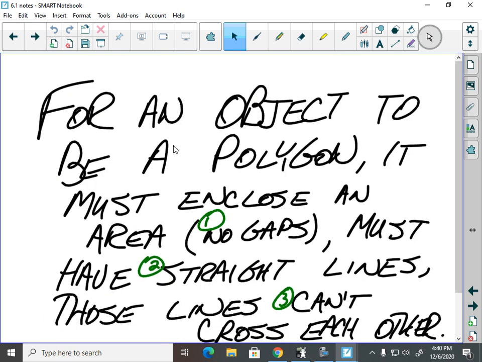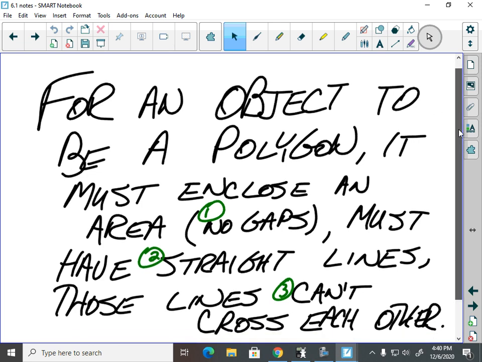Oh, this is definitely an exam question. For an object to be a polygon, it must enclose an area with no gaps, must have straight lines, and those lines can't cross each other. Better write that all down right there. Three properties for an object to be a polygon. You're going to have to pause the video, but I'm going to move on right now.